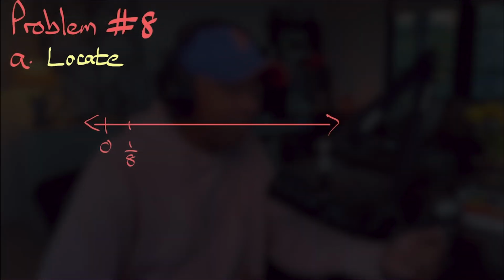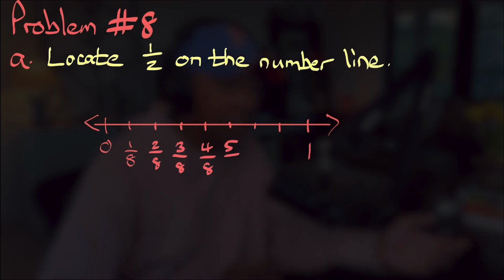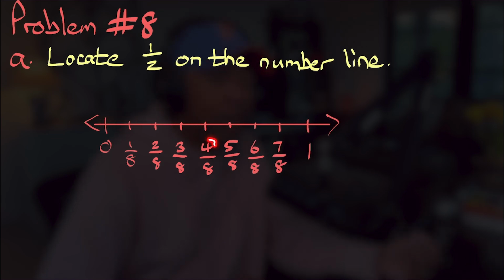Problem 8. I have to locate 1/2 on the number line, and I'm given 1/8. Well, the denominator just told me I need 8 equal parts to make the whole. But to find 1/2, I need 4 out of 8, which is half of all the 8s. So I'm going to label 1/2 right under 4/8.